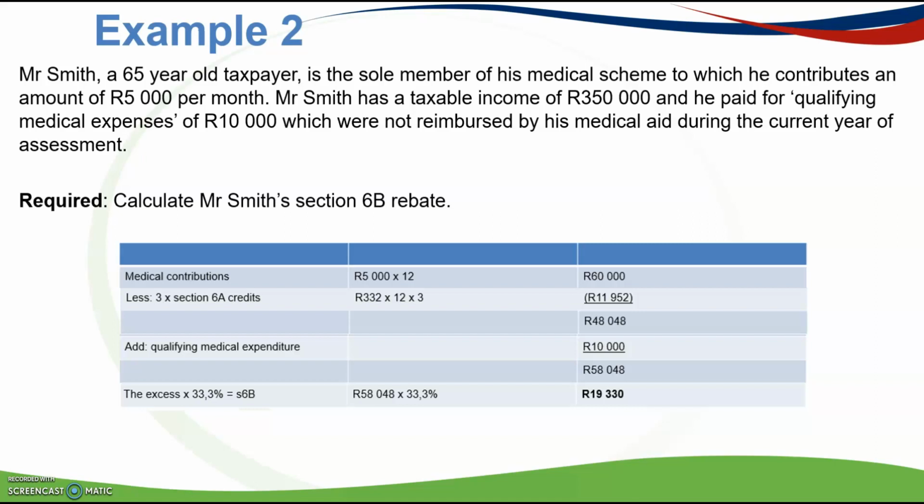Quick recap like we did with example 1. You look at the contributions, so that's the first step. The important thing with regards to this example is the age of the taxpayer. So the first step, look at medical contributions for the year of assessment. Multiply the 6A credits by 3, and then add your qualifying medical expenditure, and then lastly, multiply the excess by 33.3%.